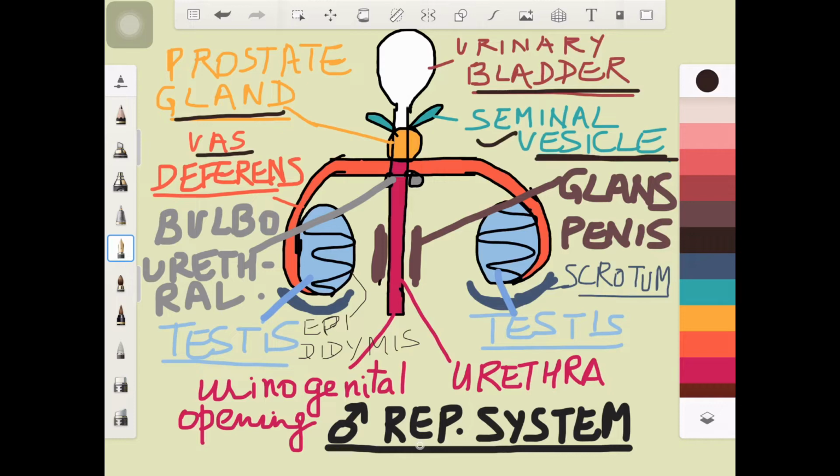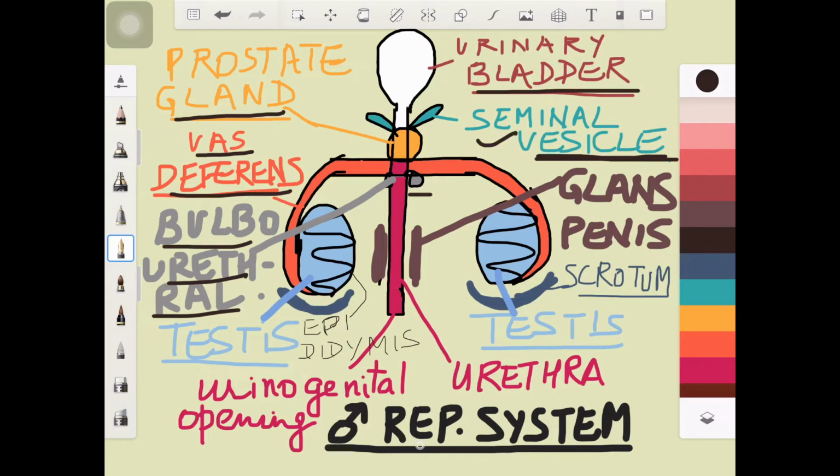Next, you can see the prostate gland. This secretes semen plasma, which is a liquid and contains fructose, that is simple sugars, to give energy. Next, you can see the vas deferens, this tube-like structure, in orange, which I've shown. And then you can also see the bulbourethral gland, in gray, which I've shown. It is also called Cowper's gland, and its function is to lubricate the penis.